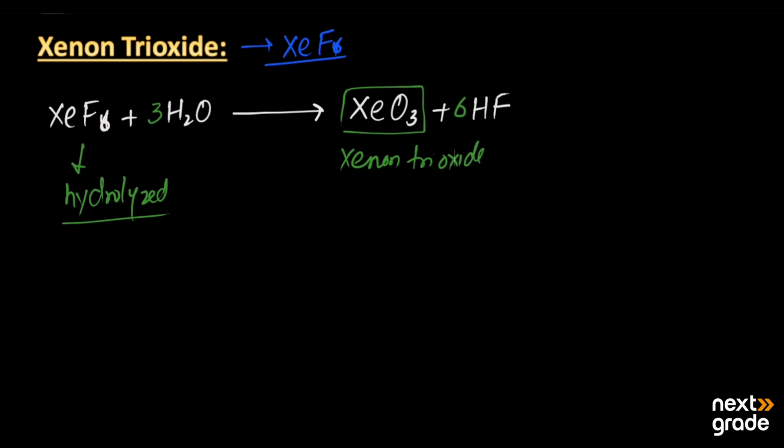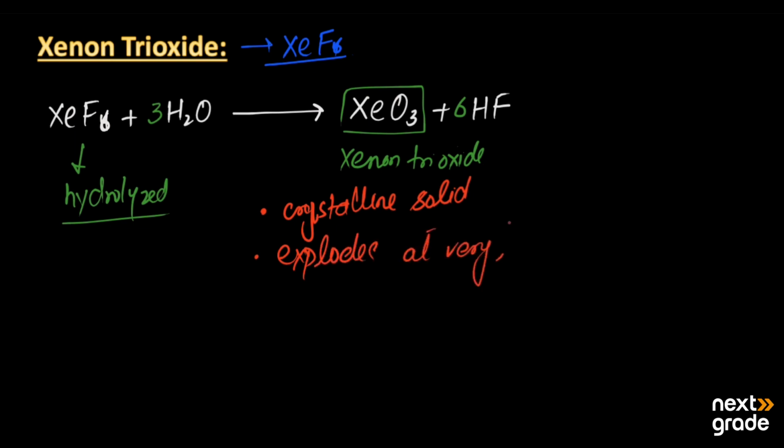Now, what are the properties of xenon trioxide? The xenon trioxide that we obtain in this process is basically a crystalline solid. Its physical state is solid and it is present in the form of crystals. On the other hand, it can easily explode at a very low temperature. So that's why it must be kept in a safe place.